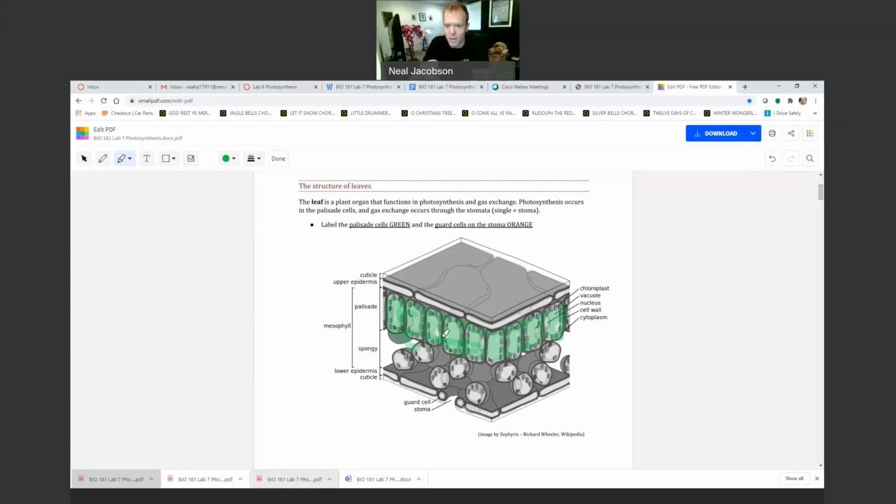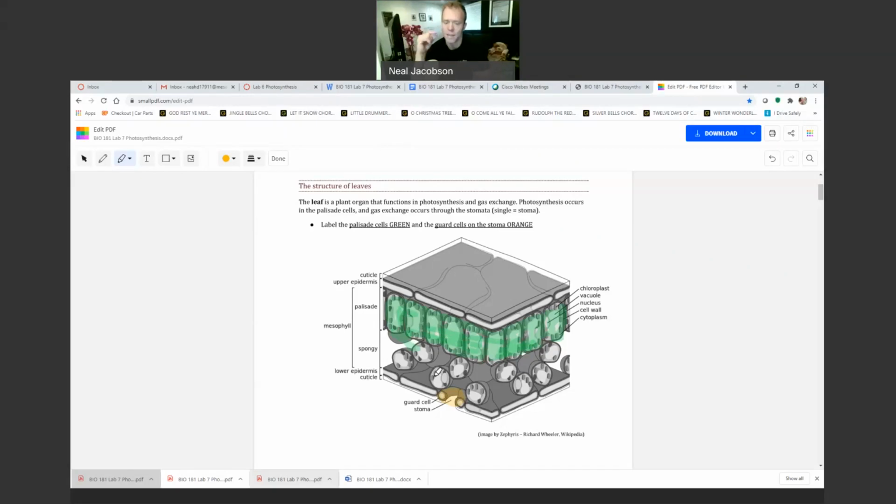Anyways, so we're coloring the palisade cells green. Now the guard cells, we're going to color them in orange. So the guard cells are these little cells down here. I only see one. But the guard cell is what opens and closes and allows gases to get through the leaf into the palisade cells.